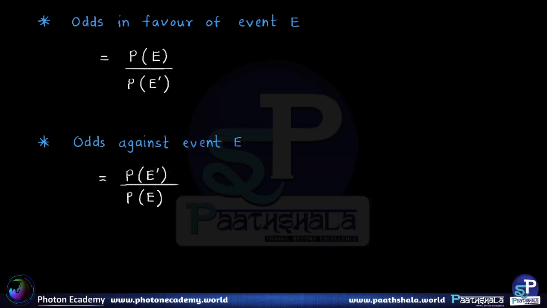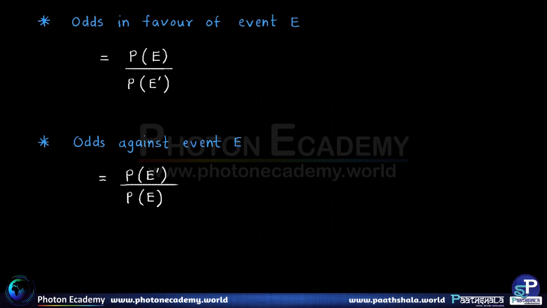Now if it is opposite, that is odds against event E, that is nothing but the reciprocal of the previous ratio. That is, here odds against E are given by P of E dash upon P of E. Alright, so these are only two specific wordings or phrases in English which we have to remember as these formulae.